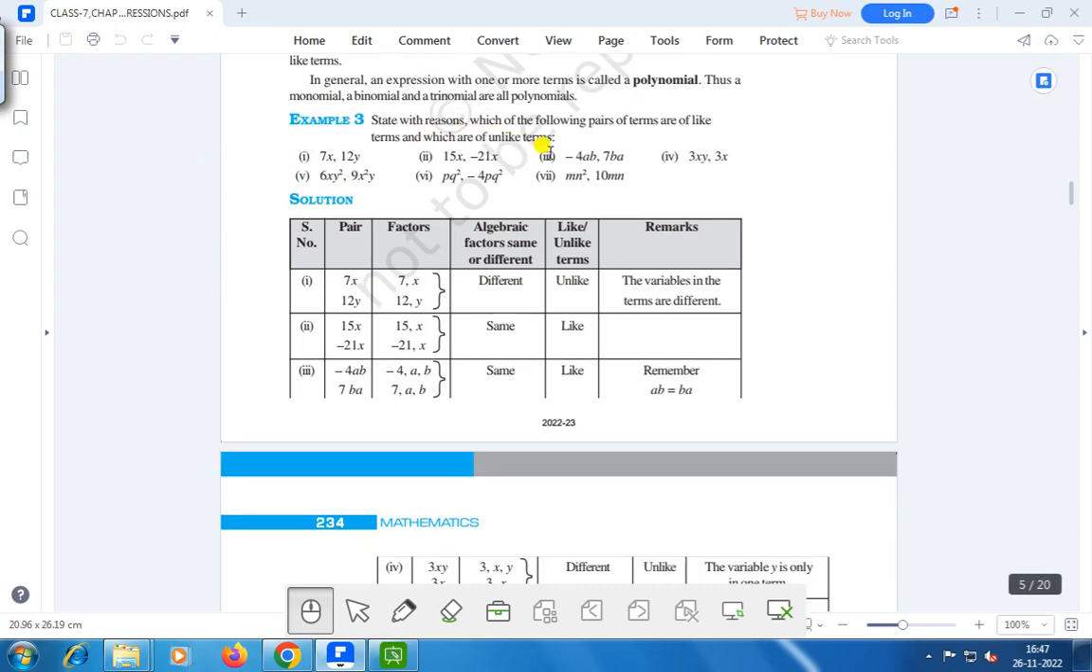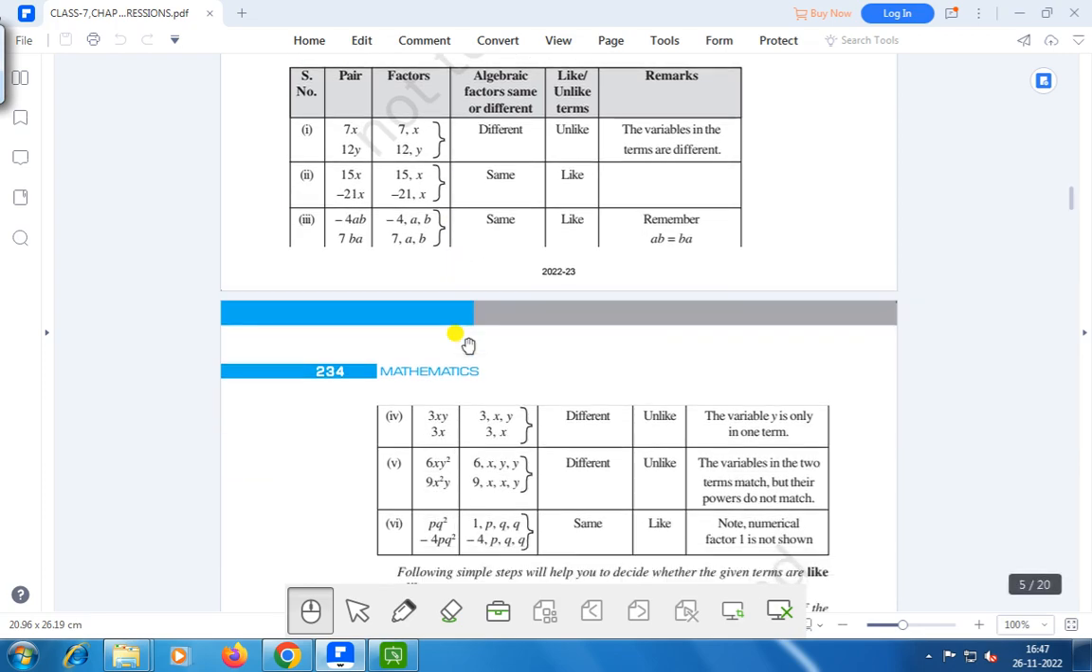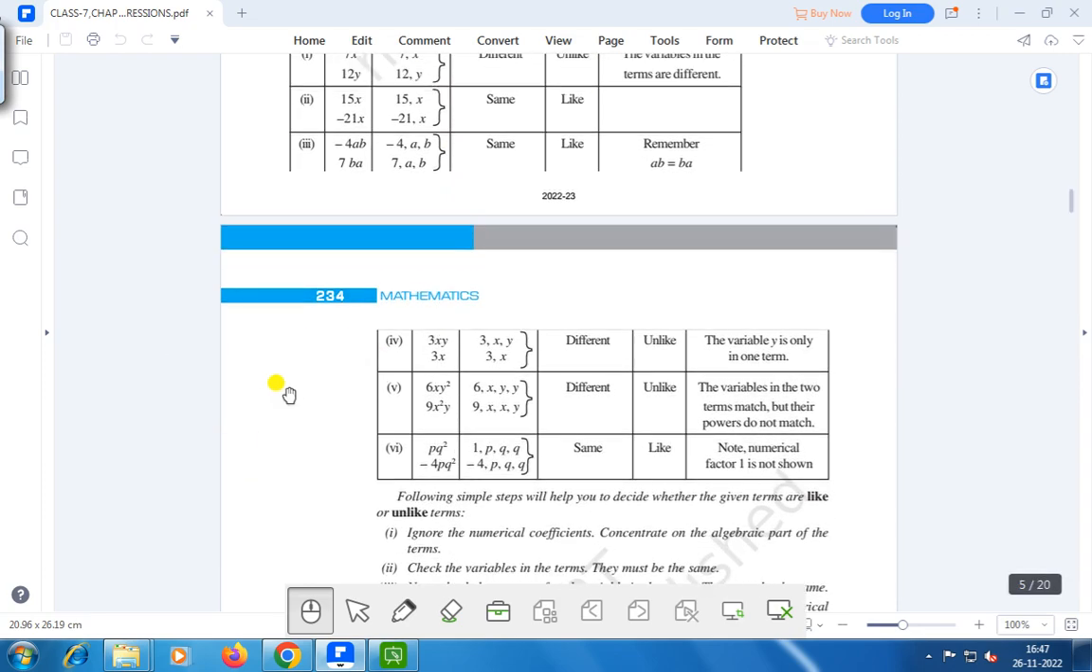State reasons which of the following pairs of terms are like terms and which are unlike terms. Here you see that is 7x and 12y. The variables in the terms are different. Here these are 5x. Are the algebraic factors same or different? Algebraic factors are the same, so this is like terms. Both are x, that is like terms. AB and ABA, that is also like terms. Remember AB equal to BA, right?